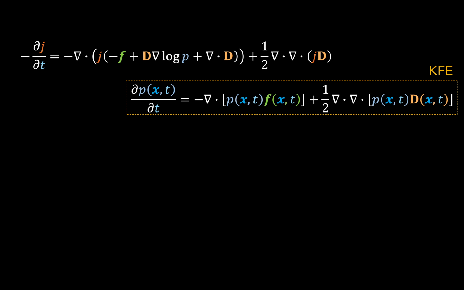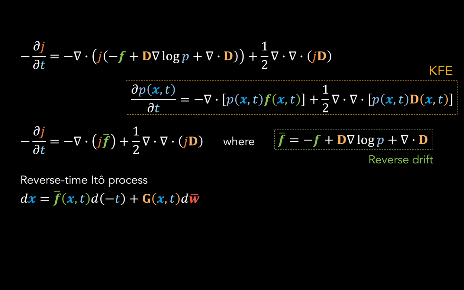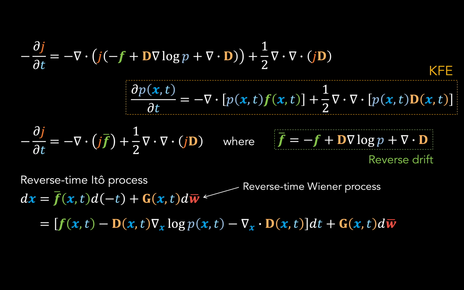Now, quite strikingly, our expression has the exact same diffusion term as the forward equation, but with a modified drift term. This reverse drift includes the negative of the forward drift as well as a score term. Now, what this equation allows us to do is construct a reverse time Ito process using f bar instead of f, and with a d minus t to simulate a reverse time variable that increases with decreasing t. We also have a reverse time Wiener process here, and it's just the same as the Wiener process, but operating backwards in time. So now we have the full form of our reverse time SDE.